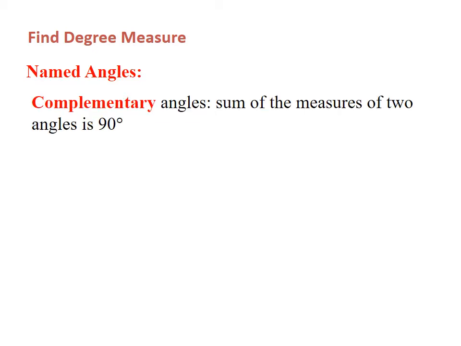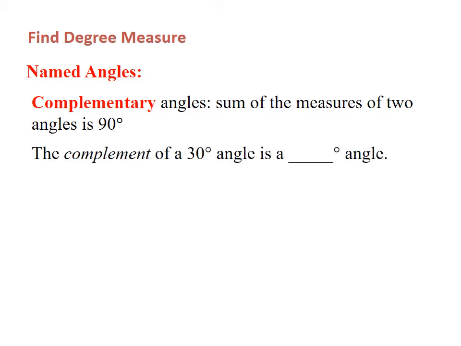We will come across complementary angles. You should remember this from your previous math classes, but a complementary angle has the sum of the angle measures is 90 degrees. So if I want to find the complement of a 30-degree angle, I'm going to take 90 degrees minus 30 degrees to get 60 degrees. So that would be the complement of a 30-degree angle.